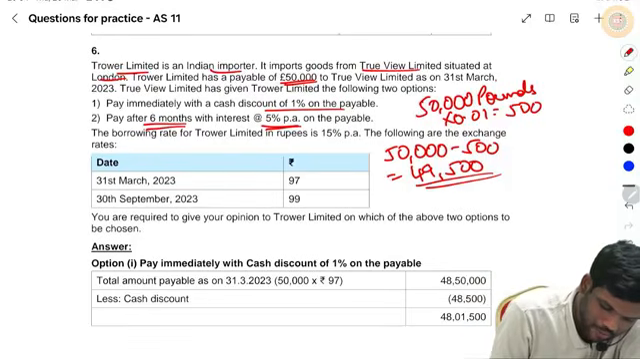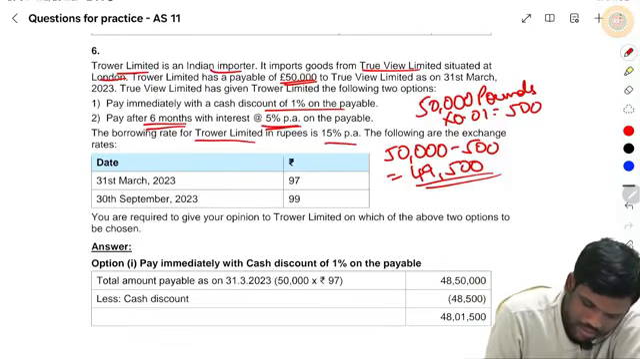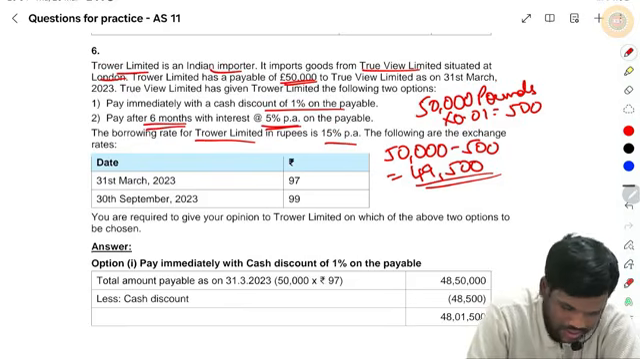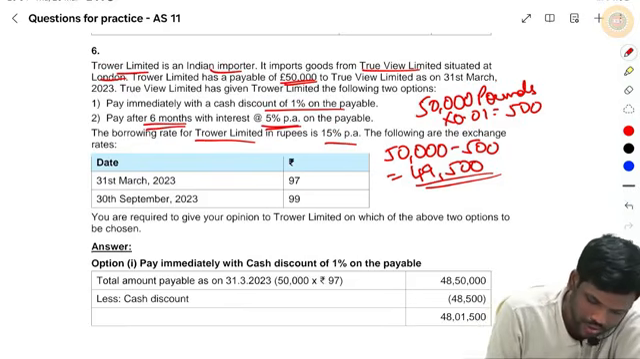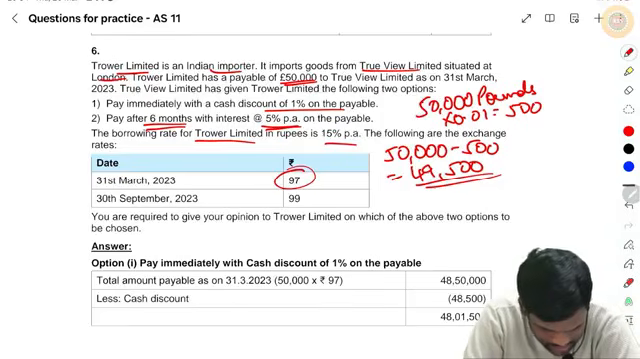The borrowing rate for Trevor Limited is 15% per annum if they want to borrow in rupees. The following are the exchange rates. On 31st March 23, that is on today's date, our exchange rate is 97.